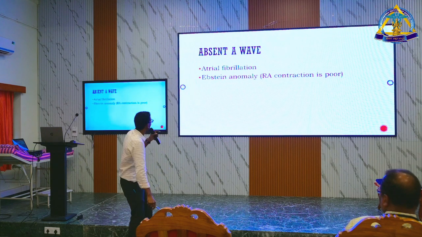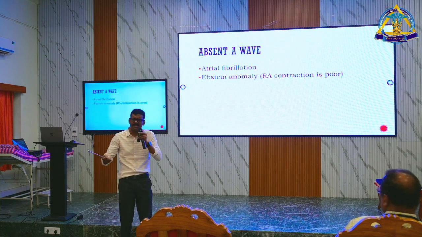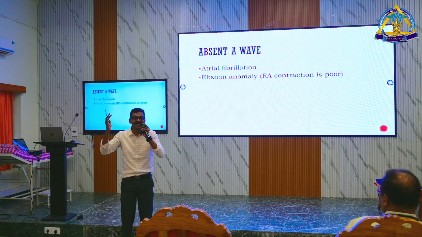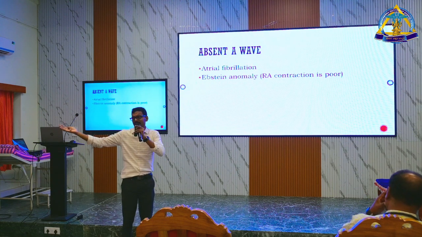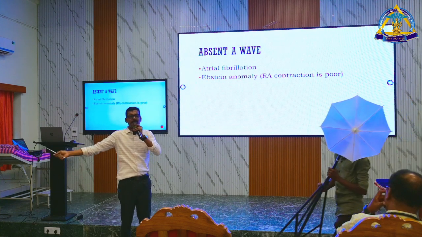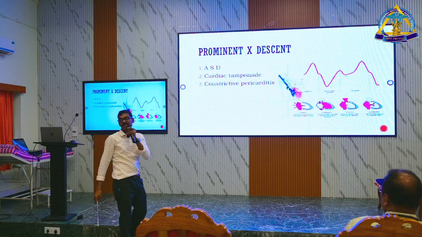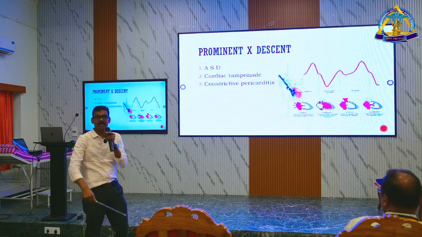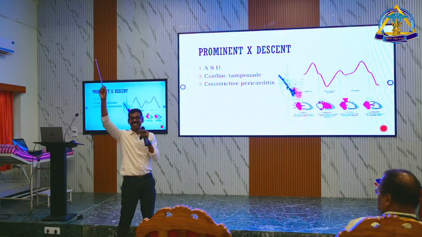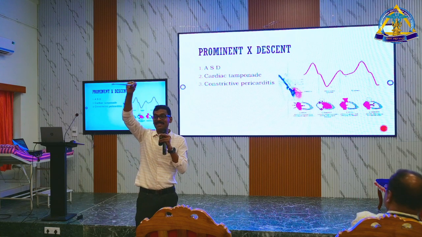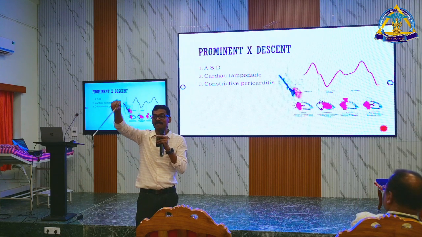And Epstein's anomaly is a congenital condition where you have an abnormal tricuspid valve. The atrium is hugely dilated and not at all contracting. So that's why Epstein's anomaly may produce an absent A wave. Prominent X descent: now we come to the descent. X is due to what? Atrial relaxation following atrial systole with a closed tricuspid valve.